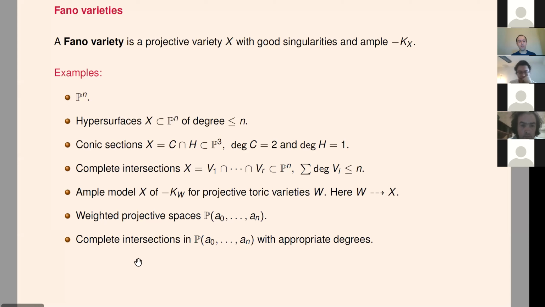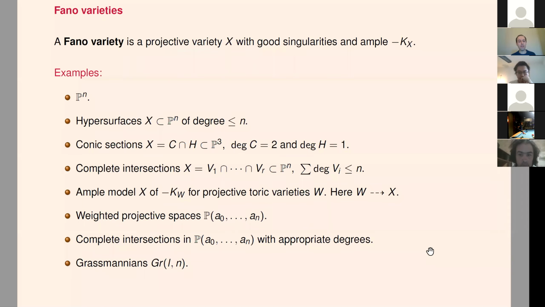But also, if you take hypersurfaces inside the weighted projective spaces, or complete intersections with appropriate conditions, especially conditions on the degrees, it will be similar to the example here, where we take a complete intersection inside Pn, where the sum of the degrees should not be more than n. Here, the sum of the degrees should not be more than the sum of the a_i's, together with some other geometric conditions. So again, this can give you a lot of examples of Fano varieties.